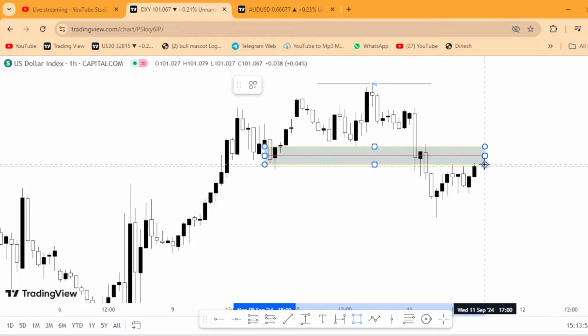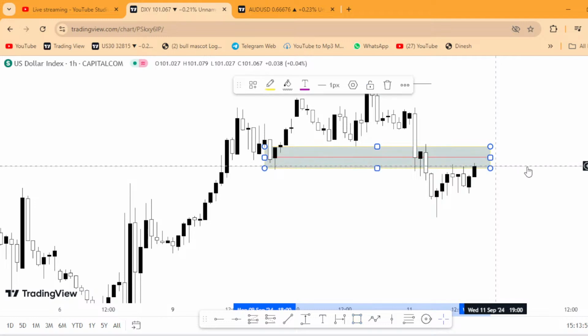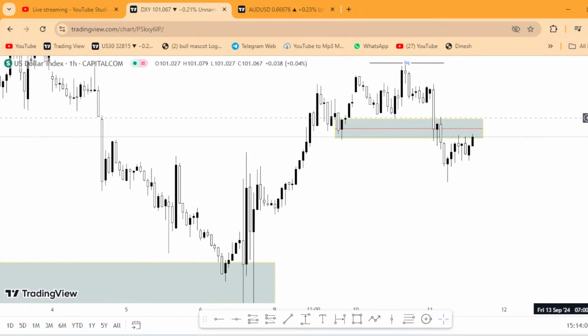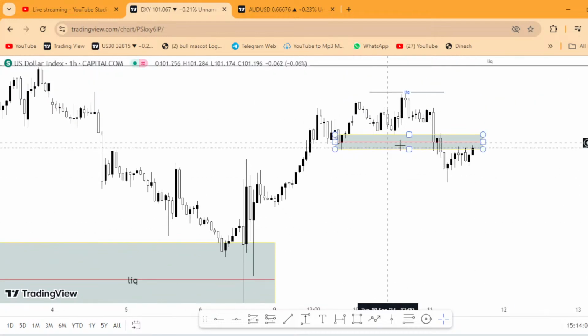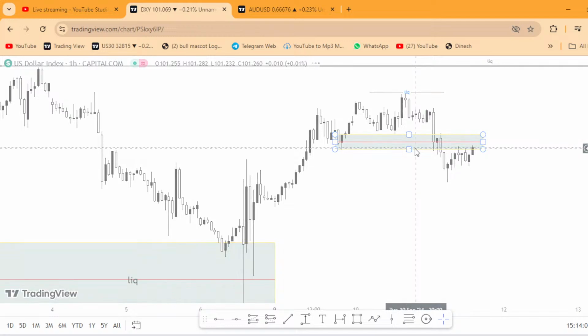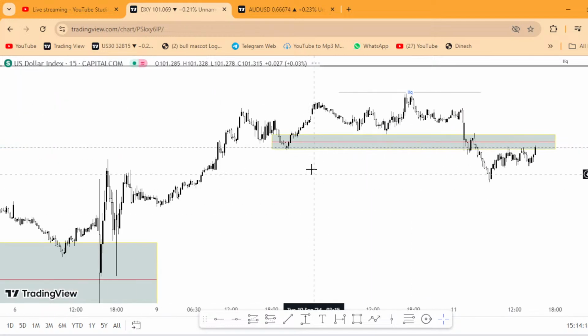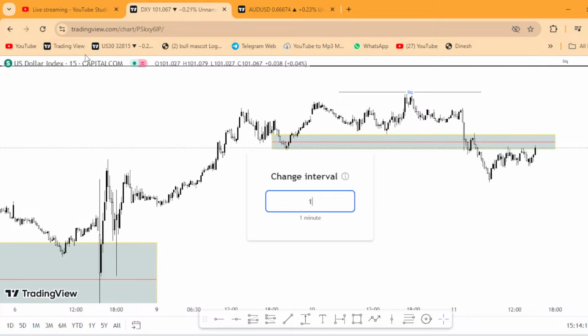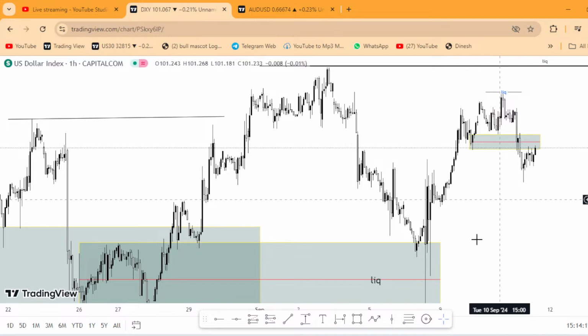There is this zone that might hold the price. Why am I considering this zone? Maybe it was a failed zone from the lower time frame. If you go on the 15-minute chart, you'll see clearly that it was there. So if it fails to hold the price, then the buyers are going to take the market.